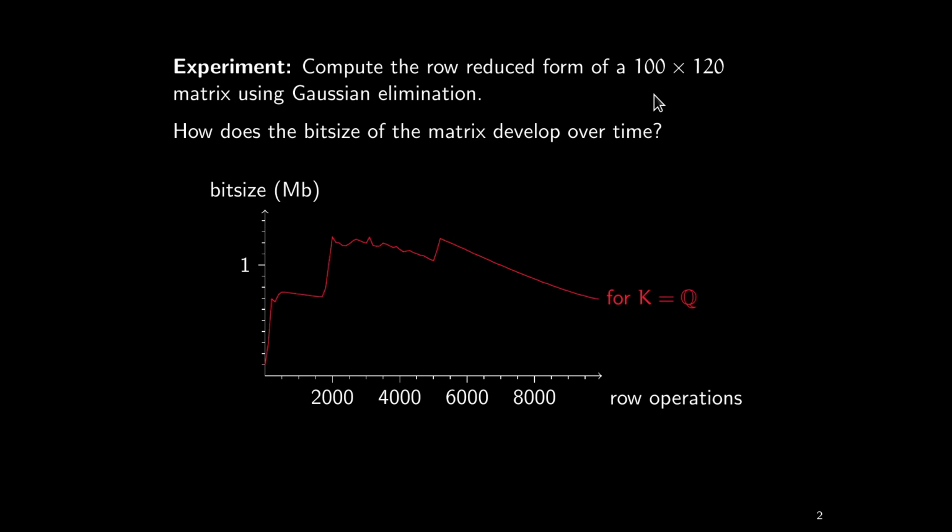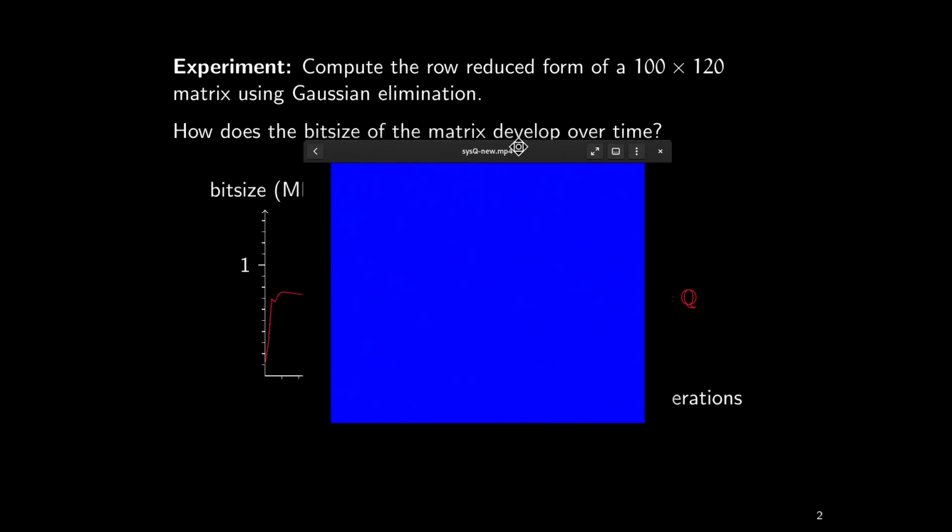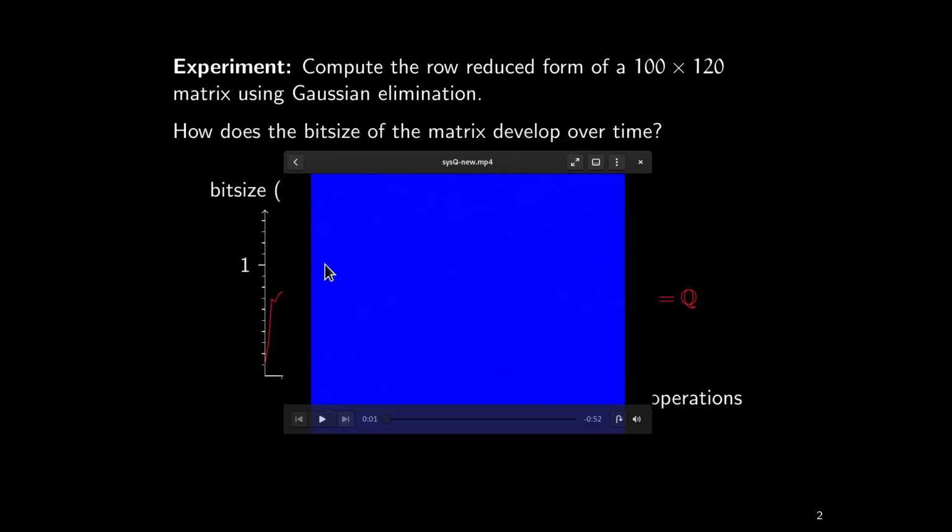Okay, so this is if you do the computation in Q, and here's the same picture, just illustrated in a different way. This picture shows the matrix. The matrix is here represented as a rectangle, and you can think of every pixel representing an entry of the matrix, and the color represents the size of the entry, the number of digits, or the bit size. So blue is cold, that means it's just a small matrix, a low number of digits.